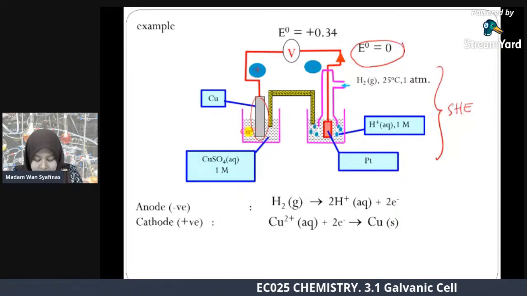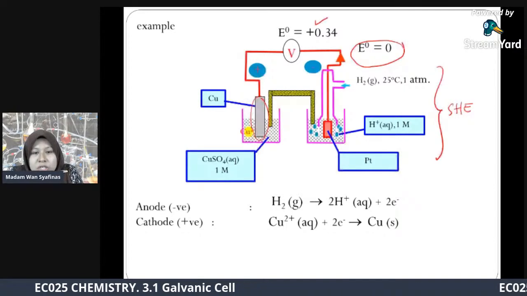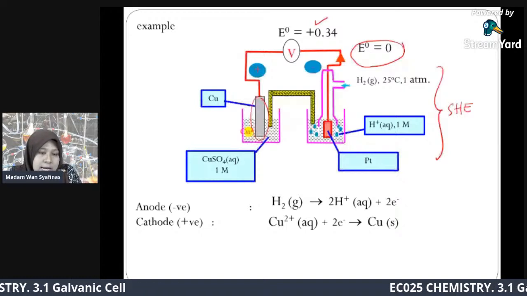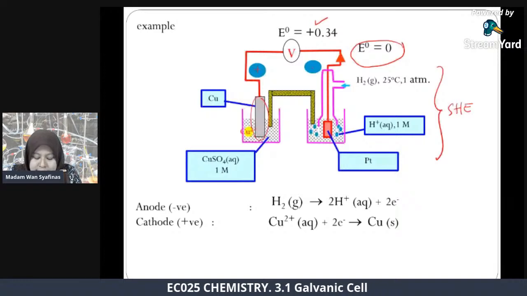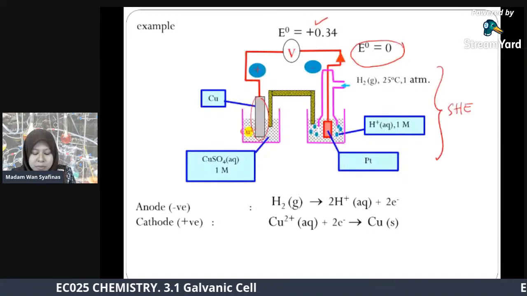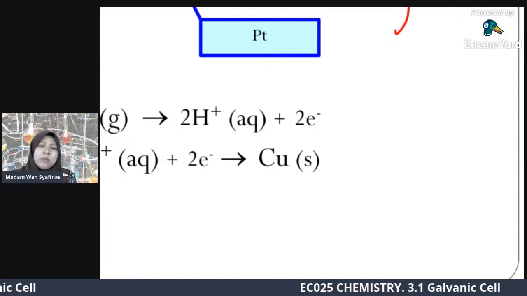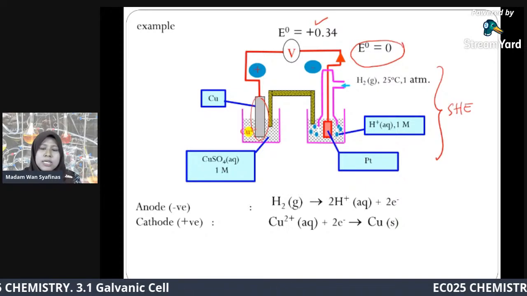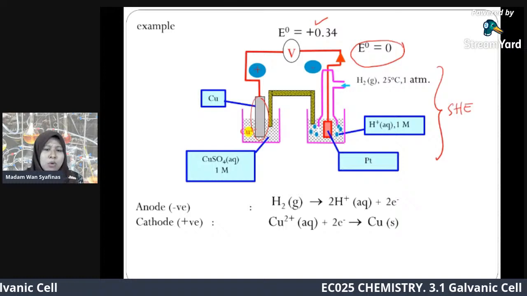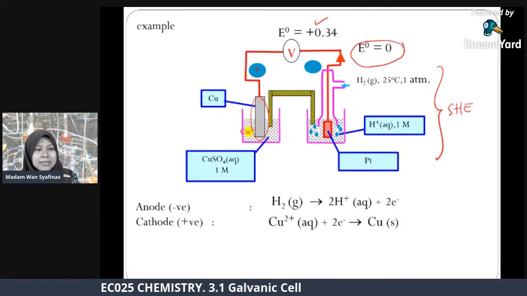So jadi sekarang ni kalau kamu tengok dekat anode dia, SHE yang akan jadi anode. Kenapa SHE jadi anode? Sebab kat sini kita tahu tadi anode mesti E yang more negatif. Okay, so kat sini kita letak SHE. So SHE tu dia tak semestinya berada di sebelah cathode. SHE boleh berada di sebelah cathode, dia boleh berada di sebelah anode. Depends dengan siapa dia connect tu. Maksudnya kalau dia connect dengan yang more negatif, so SHE akan jadi cathode. Kalau dia connect dengan yang more positif, so SHE akan jadi anode. Okay, so kat sini SHE bertindak sebagai anode.